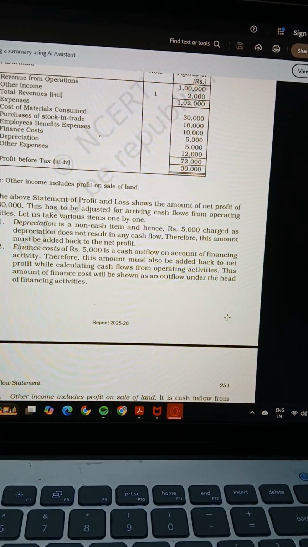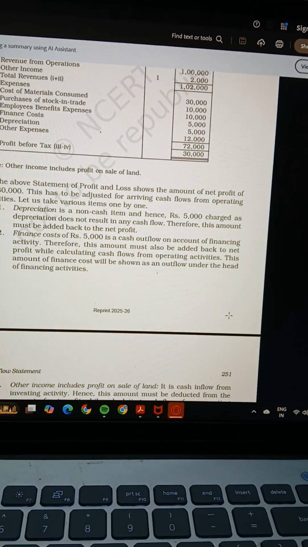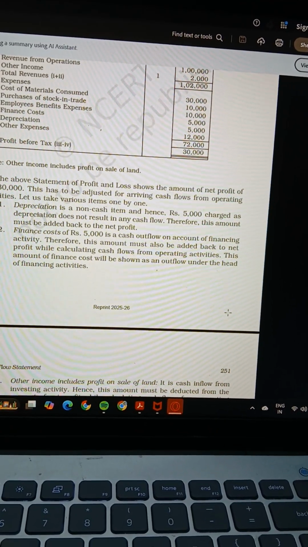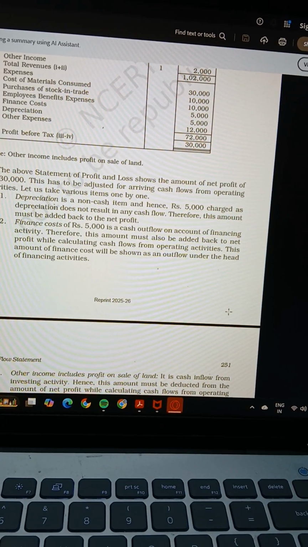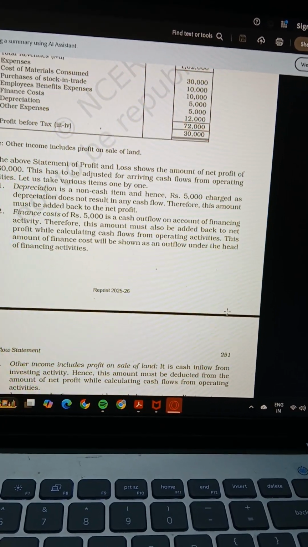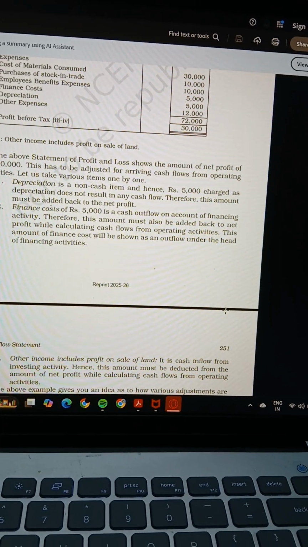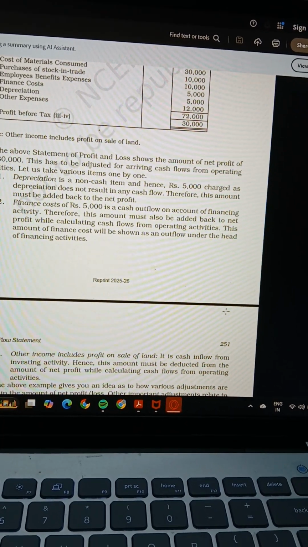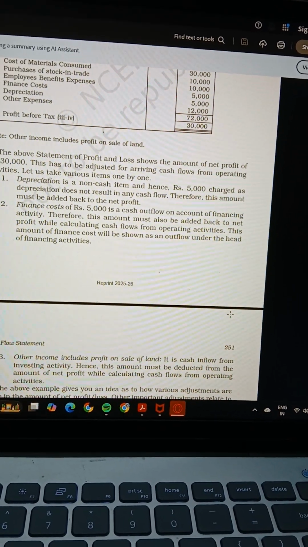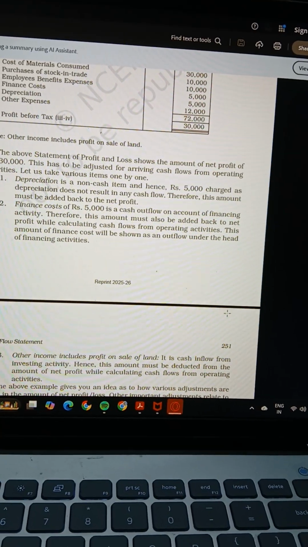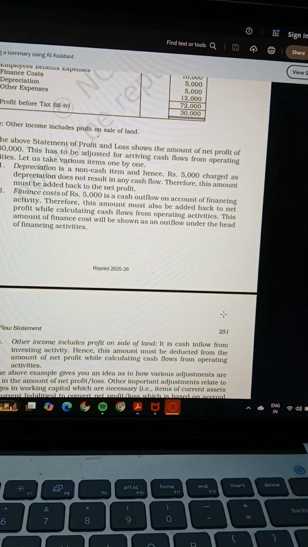Then finance cost of rupees 5,000 is a cash outflow on account of financing activity. Therefore, this amount must be added back to the net profit while calculating the cash flows from operating activities. This amount of finance cost will be shown as an outflow under the head of financing activities, that is, it should be reduced when calculating the net cash flows from the financing activities.